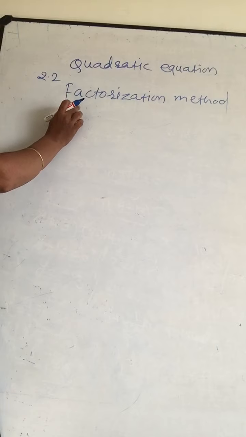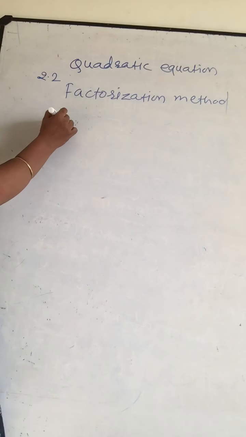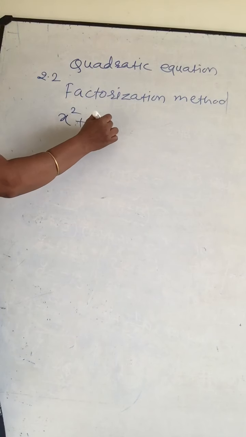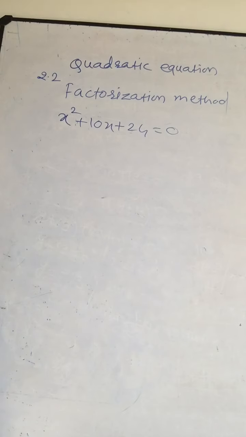So first, what is meant by factorization method? Suppose the example is x square plus 10x plus 24 is equal to 0. This is the quadratic equation. We have to solve this quadratic equation by factorization method.